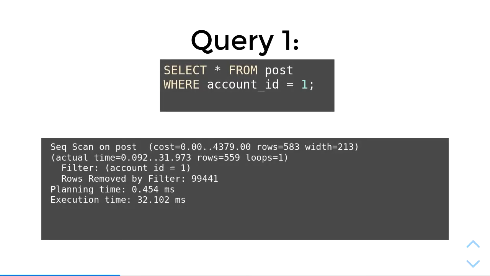Here it is. And we see that what it plans to do is a sequential scan on the post table, and it's going to cost about 4,379. Now that doesn't mean anything, we don't know what that is on a scale, but it's a useful number. Whilst it's doing this scan, it's going to filter for where account ID equals 1, which is what we asked it to do. And note that it's going to remove almost every single one of those 100,000 records. So it's kind of a waste of time for a lot of that. And it takes 32 milliseconds to do this work.